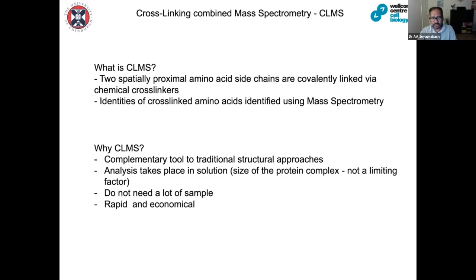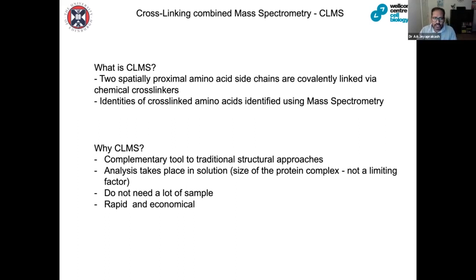And cross-linking mass spectrometry is emerging as a powerful complementary tool to X-ray crystallography and cryo-electron microscopy, mainly due to the fact that this can be applied to multi-subunit protein complexes of any size at any time. You do not require a lot of sample. It's rapid and economical, but you can generate a large amount of useful data.